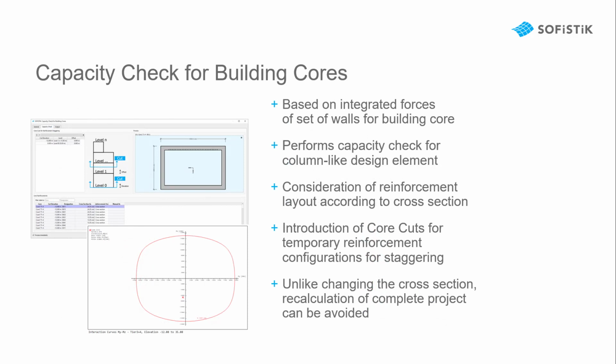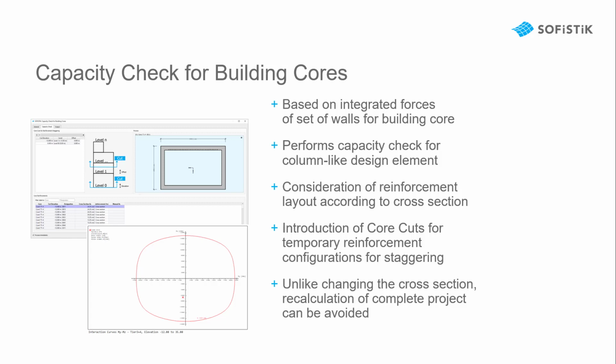The capacity check is based on the integrated forces from the quad elements of all walls associated with a building core. Thanks to this new type of design element, a column-like experience for a collection of walls becomes possible. The calculation of the capacity is performed under consideration of the reinforcement, as specified in the cross-section editor.